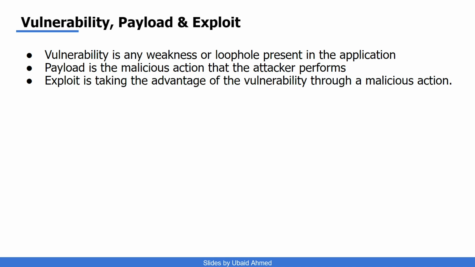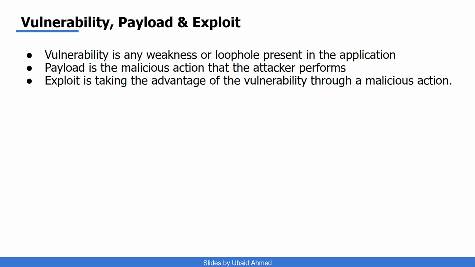Vulnerability, payload, and exploit. These are the most used terms when we talk about security testing or bug bounty. A vulnerability, which we have already covered, is a weakness or loophole present in the application. A payload is the malicious action that the attacker performs in order to exploit the vulnerability, that is, to take advantage of that weakness or loophole present in the application.